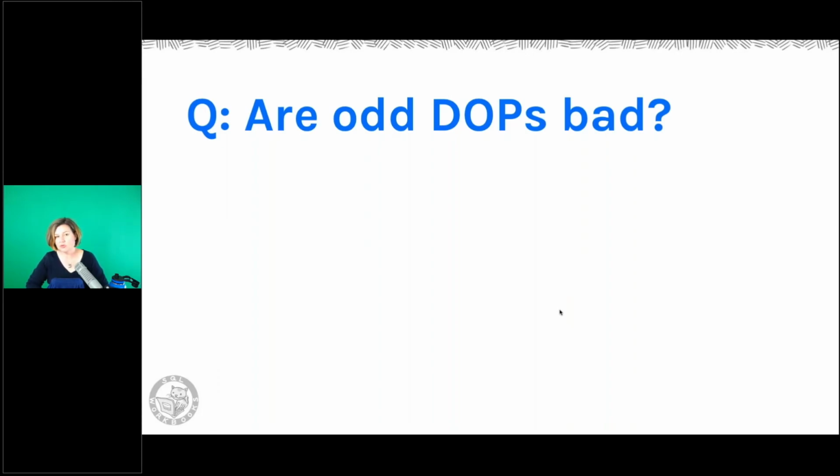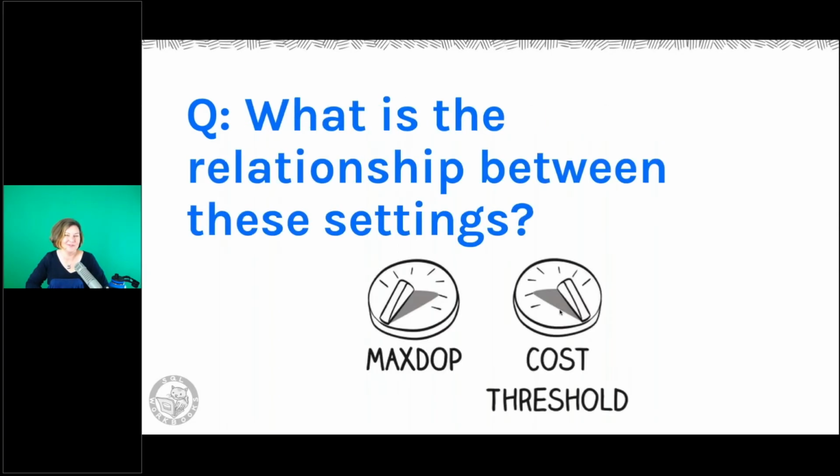I typically do set it to an even value just because of old DBA superstition. Is that a valid reason? Is old DBA superstition a really valid reason to avoid odd DOPs? Probably not a valid reason. And then we have next this cost threshold value.